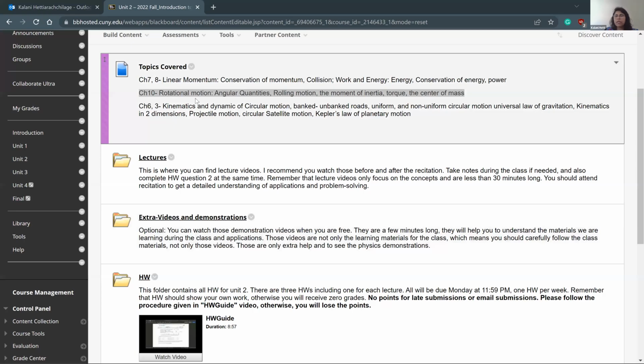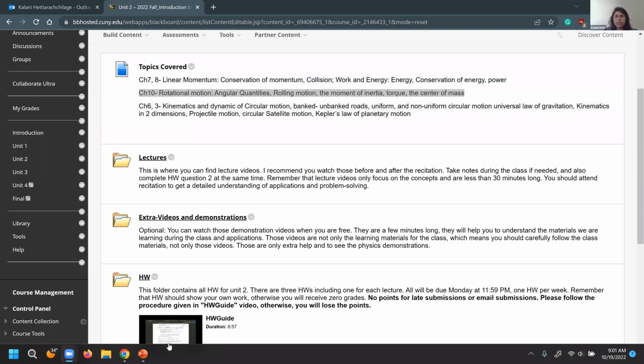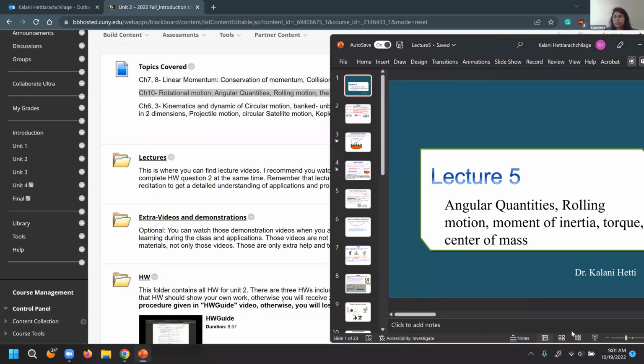Okay, so now if I share the window that you have in your Blackboard page, we know that we're going to work with chapter 10 in your textbook. Okay, again, it is very conceptual. And let's move into our presentation.